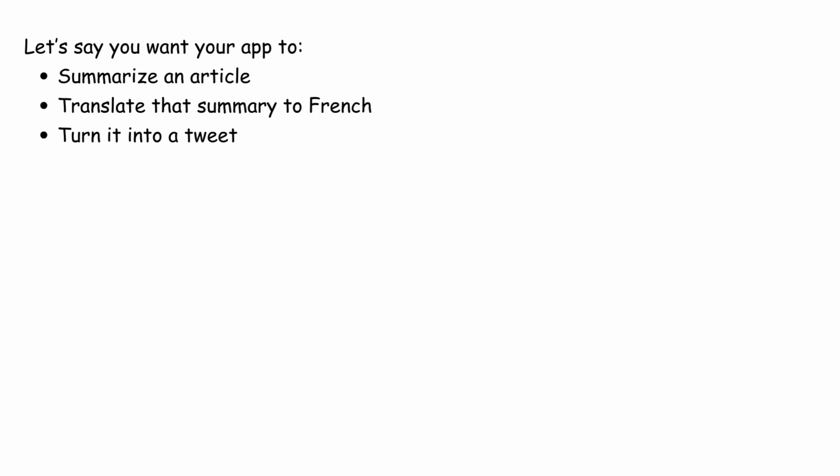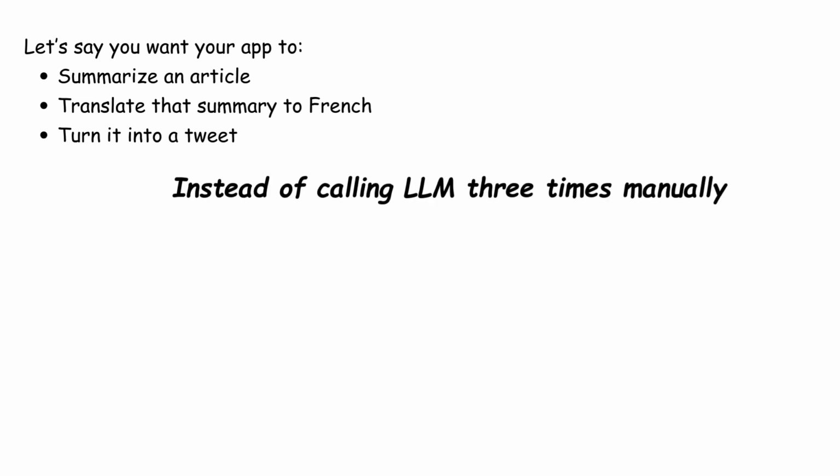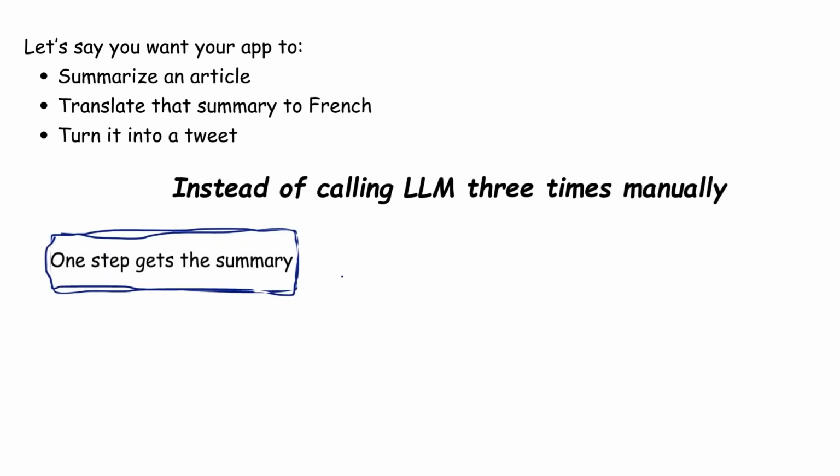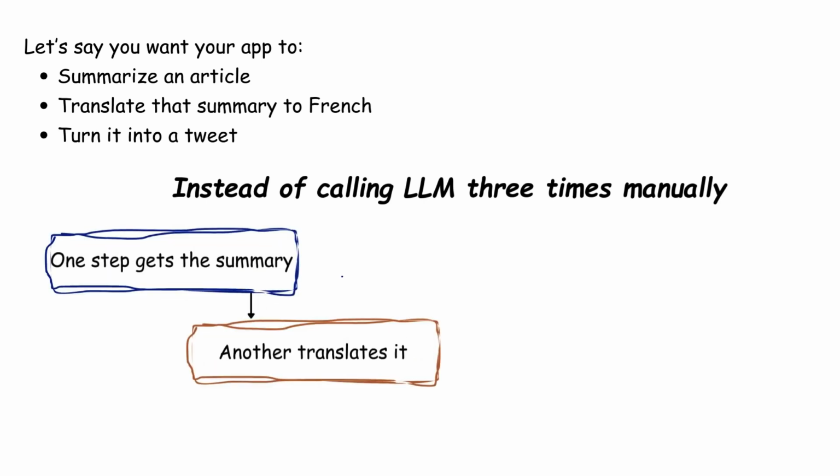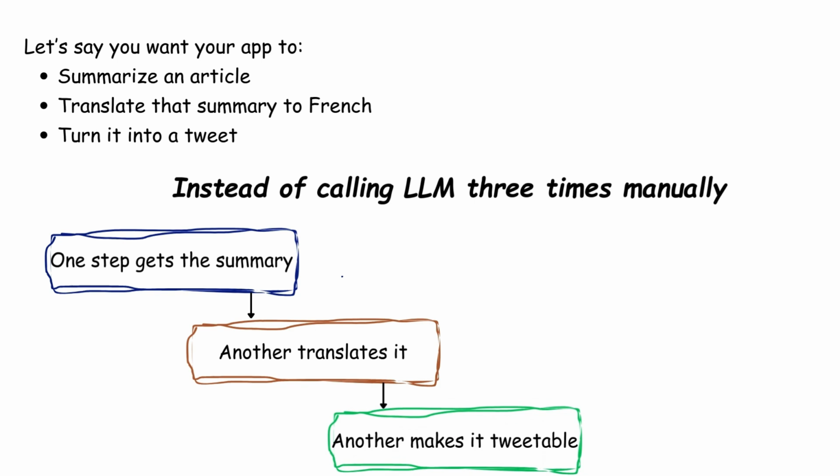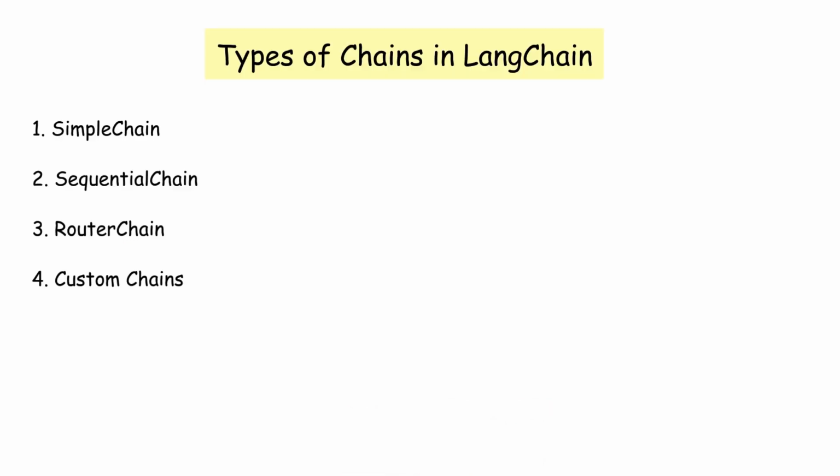You can rather use LangChain to combine steps and manage the workflow. The first step can get the summary, another will translate it, another will make it tweetable. So we have different types of chains in LangChain. We have the simple chain, the sequential chain, the router chain, and the custom chain.